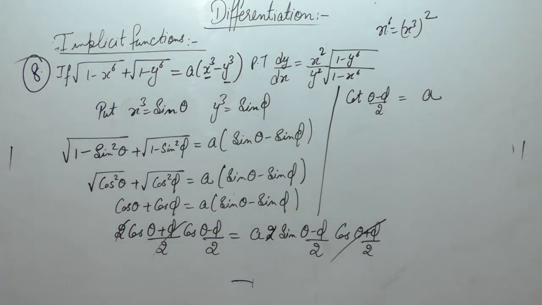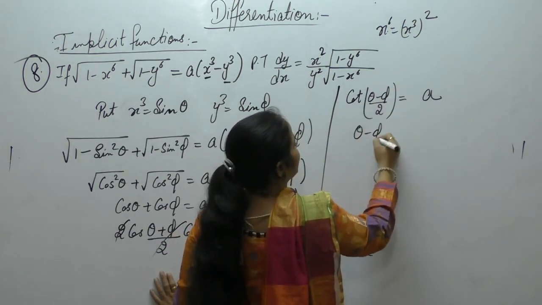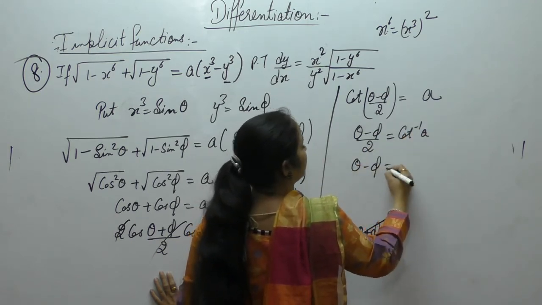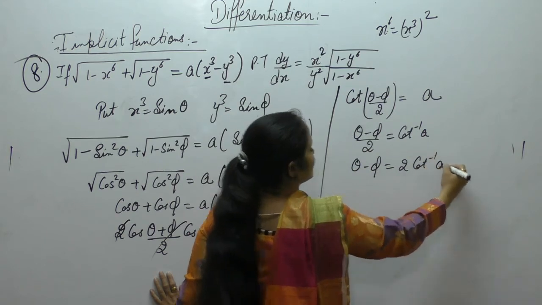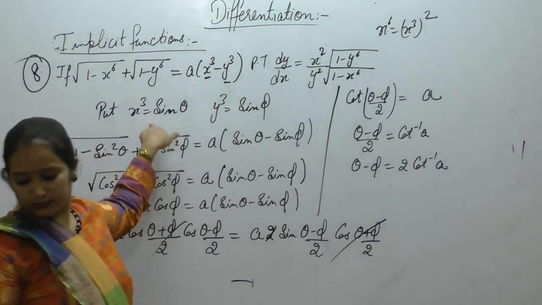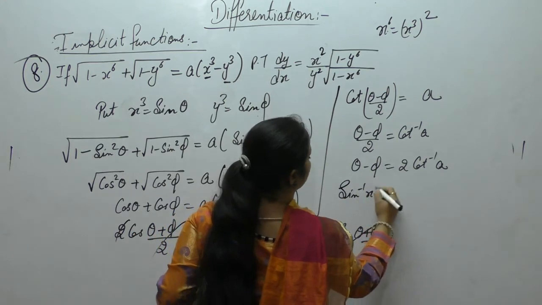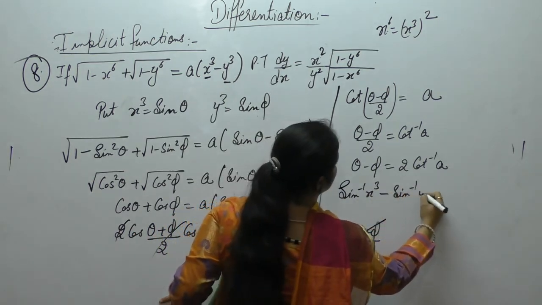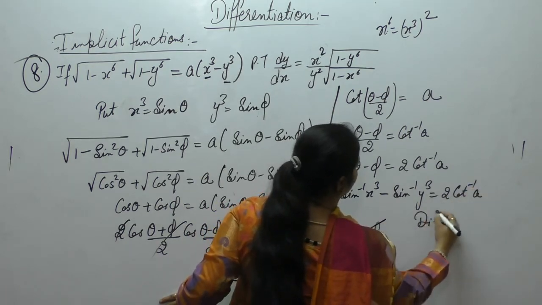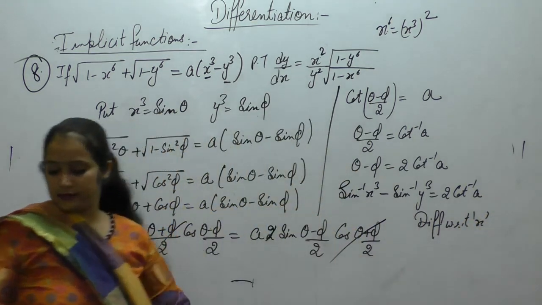Is it clear? So we can write it as theta minus phi by 2 is equal to cot inverse A, or theta minus phi is 2 cot inverse A. What is theta? Sin inverse x cube. Theta is sin inverse x cube and phi is sin inverse y cube, so sin inverse x cube minus sin inverse y cube is equal to 2 cot inverse A. Now differentiate it with respect to x.